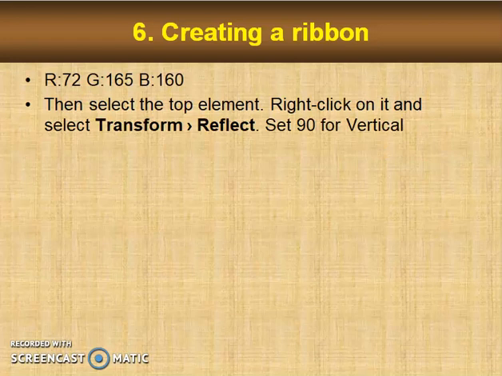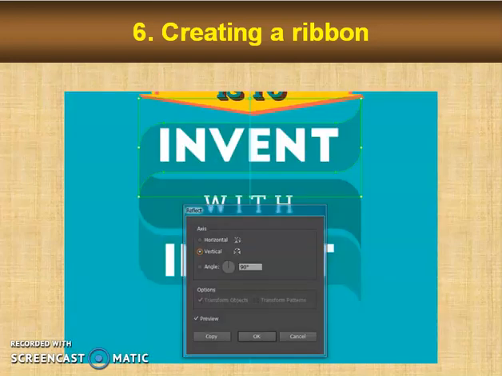Set the value of red 72, the value of green 160, and the value of blue. Then select the top element, right click on it and select Transform, Reflect, set 90 for vertical. You can see the preview and the dialog box after using this command.